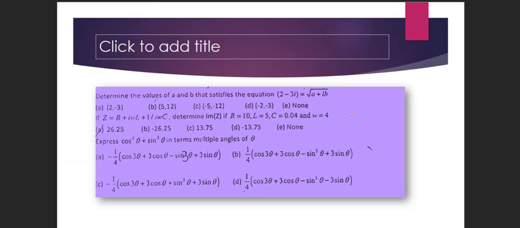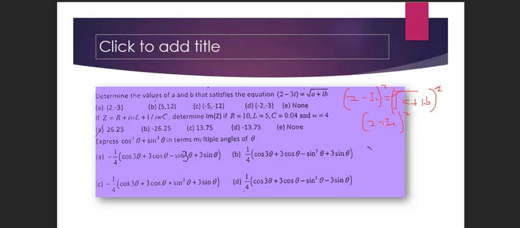Right, so we know that 2 minus 3i is equal to a plus ib. So all you have to do is just square this portion. Square this portion, so this will cancel this out. You'll be left with 2 minus 3i, all squared.